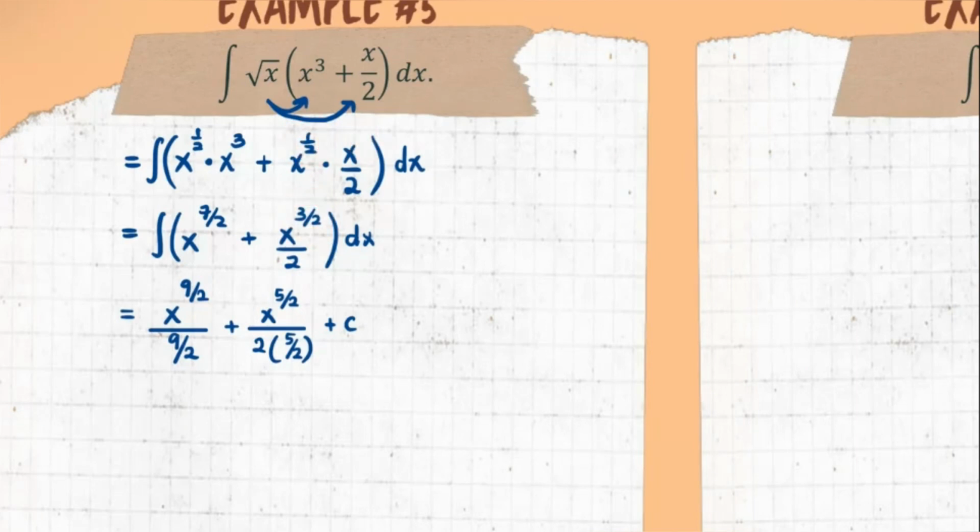Okay, boleh. Alright, so now let's simplify our answers. So 1 bahagikan dengan 9/2 dia akan jadi 2/9 x to the power of 9 over 2. Okay, plus dengan 2 multiply by 5 over 2. Ini boleh potong. So nanti kamu akan dapat x to the power of 5 over 2 over 5 plus c. So this will be our final answer.